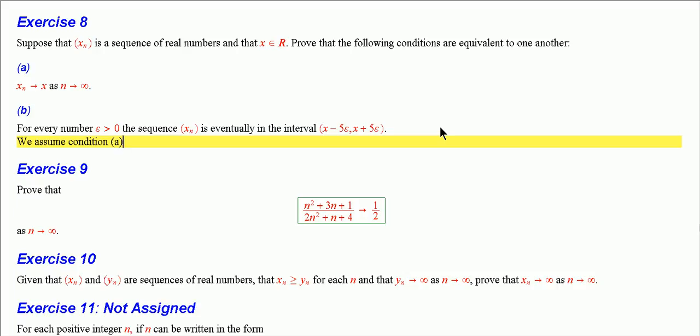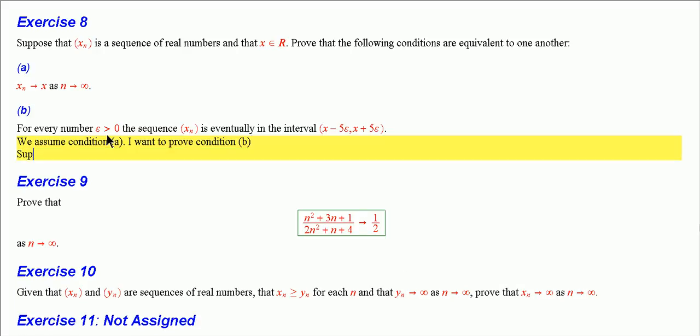I want to prove condition B. What does condition B say? It says for every epsilon greater than 0. How do you begin a proof of a statement that says for every epsilon greater than 0? Suppose that epsilon is greater than 0.